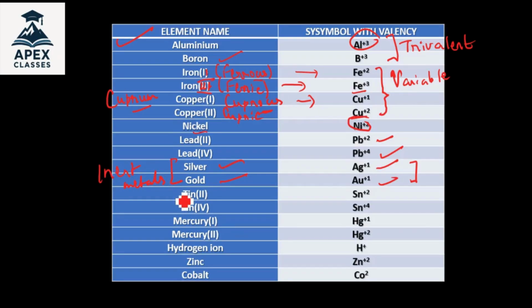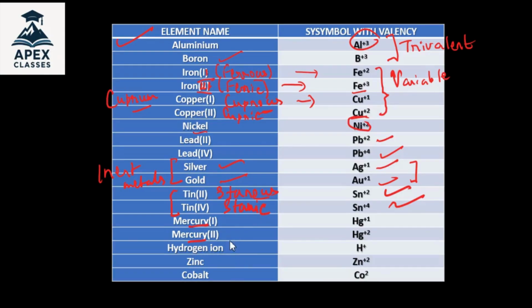ठीक है, so now next come tin 2 and tin 4. So tin माने stannum. So stannous and stannic. Now see, ous माने lower valency and ic माने higher valency. So stannous माने Sn plus 2 and stannic माने Sn plus 4. ठीक है, similarly mercurous, mercuric. Mercurous माने जो small form है, तो mercurous Hg plus 1 and mercuric माने Hg plus 2, the higher form, ठीक है.